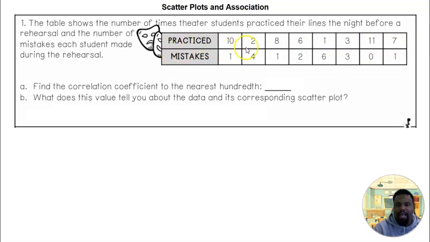So we'll open up a table and type these in, and then we create our regression. When we create our regression, you want to look for the letter R, rounded to the nearest hundredth. When we do that, we get negative 0.93. Negative 0.93 is very close to negative 1, which tells us that we have a strong negative correlation.